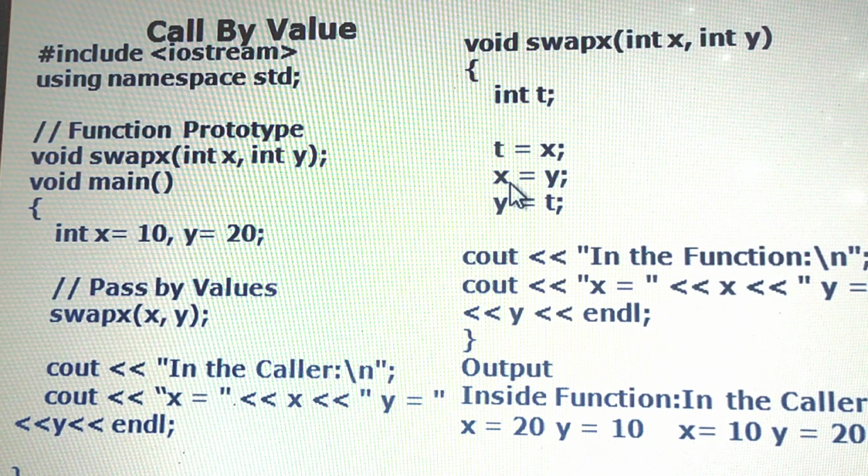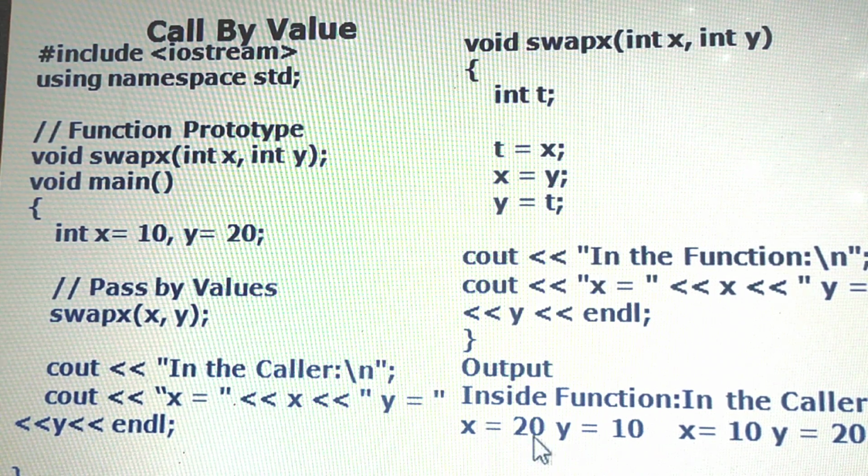Then the value of y is assigned to x. Now x becomes 20 because the value of y is 20. Then y is equal to t. Then the value of y becomes 10 in the function. In the body of the function, now the value of x is 20 and the value of y is 10. It is interchanged, swapped. Then we print the result using a cout statement on the screen: value of x is equal to 20, value of y is equal to 10.